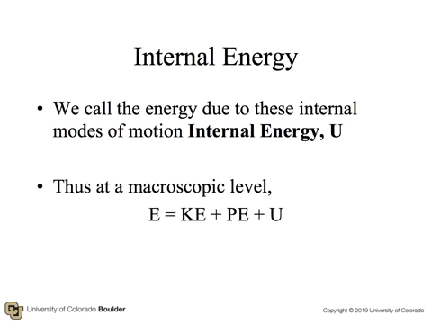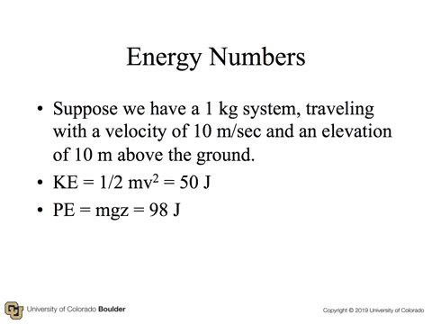Each of these forms of motion involve kinetic or potential energy, and these energies in sum make up what we call the internal energy. Therefore, at the macroscopic level, the total energy of the system is the sum of the system kinetic and potential energy and the internal energy. It is interesting to work some numbers. This slide shows the kinetic and potential energy for a 1 kilogram control mass traveling at 10 meters per second at 10 meters above ground. The kinetic energy is 50 joules and the potential energy is 98 joules.